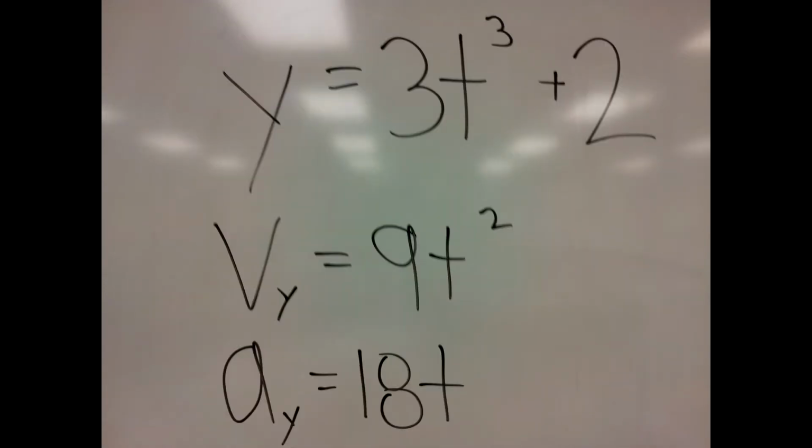Now we're going to find the acceleration in the y direction by doing the same thing we did previously. So we're going to take the position function of 3t cubed plus 2 and take the derivative of that, giving us the velocity function of 9t squared. Taking the derivative of that will give us the acceleration function in the y direction to be 18t.